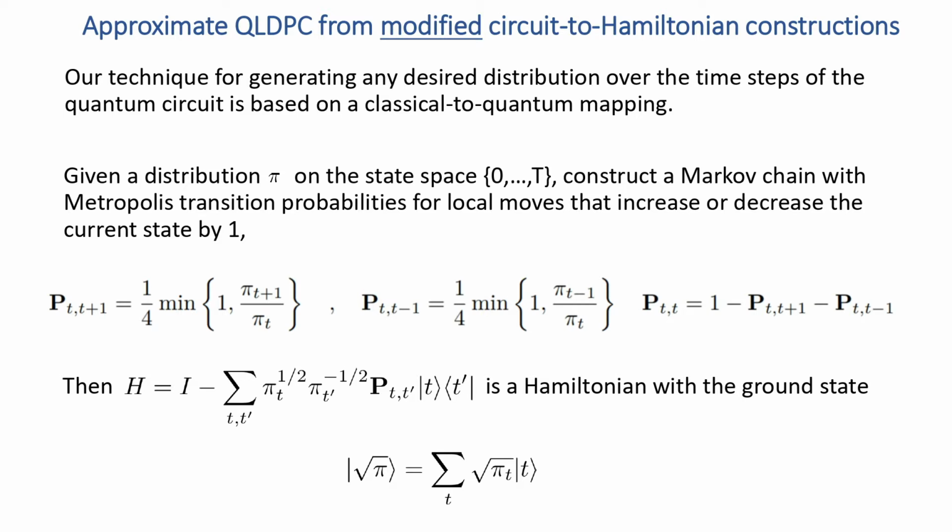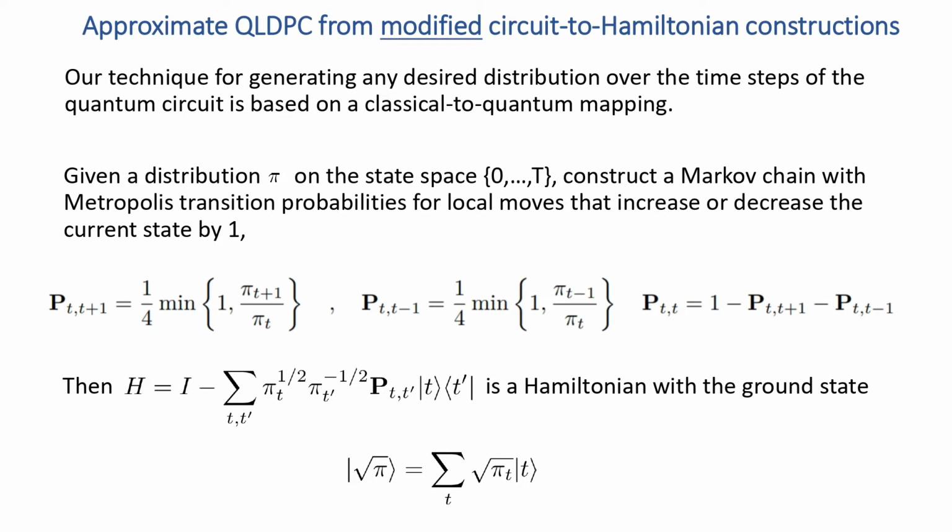Our technique for generating this desired distribution is relatively standard. It is related to Markov chain techniques. Given any distribution on this state space of time steps, we can construct a Markov chain with Metropolis transition probabilities that has its stationary distribution corresponding to the distribution pi of interest. And this Markov chain satisfies a detailed balance condition, as Metropolis Markov chains always do.